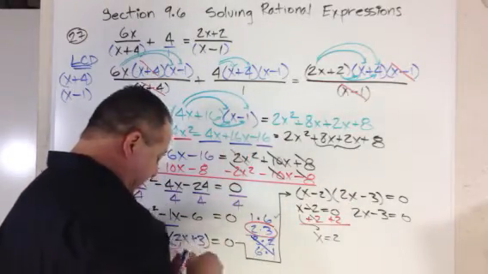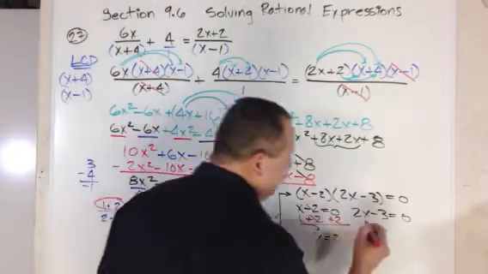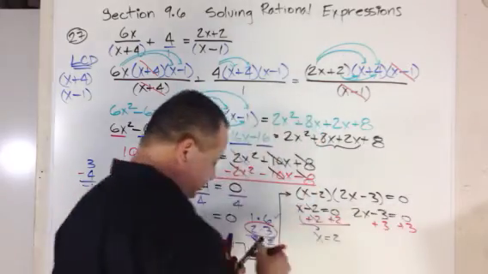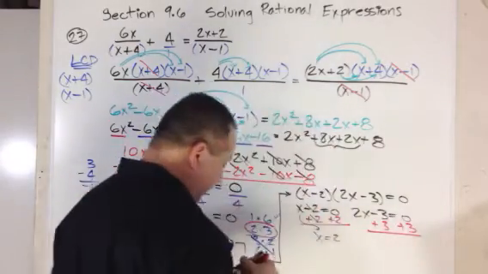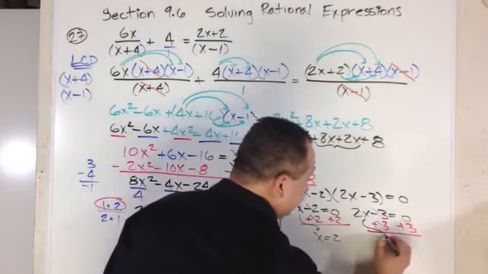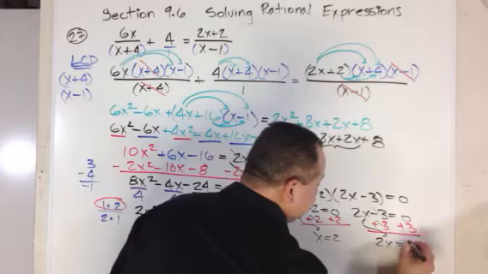Same over here. On this side, I'm going to add a 3 to the left. I'm going to add a 3 to the right. By the way, that's a 0, not a 6. And what do I get? Well, these will cancel. I'm left with 2x is equal to 3.